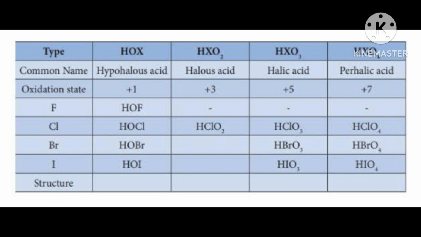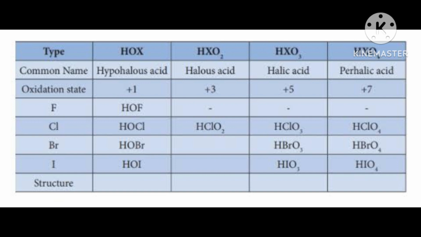I told you, first oxidation state 1, hypochlorous acid. When oxidation number is 3, it is chlorous acid, HOClO, 2 oxygen. Now the third one, HOClO2, 3 oxygen, is called chloric acid, oxidation state 5. And last is HOClO3, the perchloric acid. Oxidation state is 7.